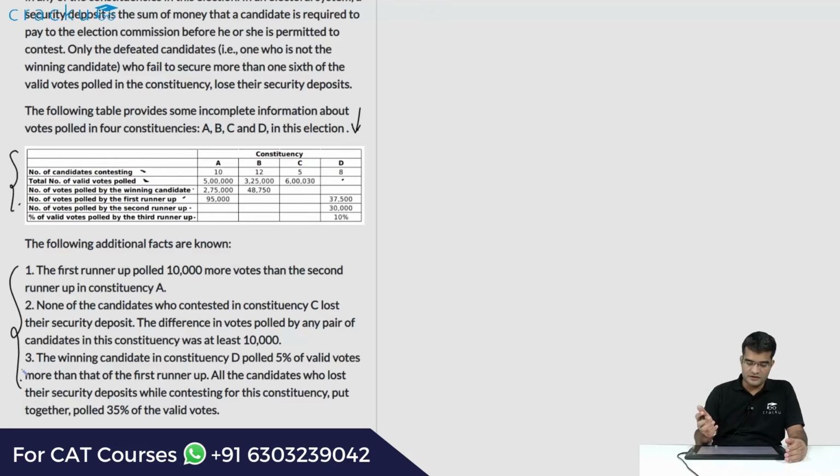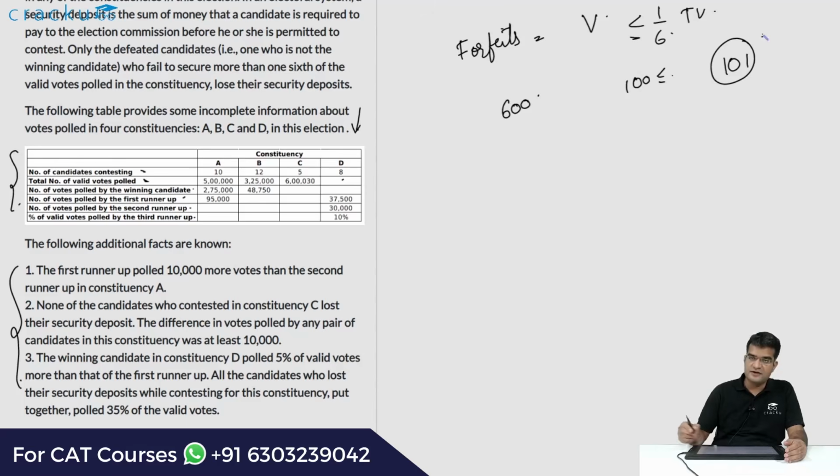In addition to it, we are also told that a person forfeits the security deposit if the number of votes received by this person is less than or equal to 1/6 of the total votes. That is, suppose there are 600 votes in a constituency, anybody who receives 100 or less than 100 is going to lose his security deposit. To regain his security deposit, he needs to get at least 101 votes. This is true for all the losing candidates.